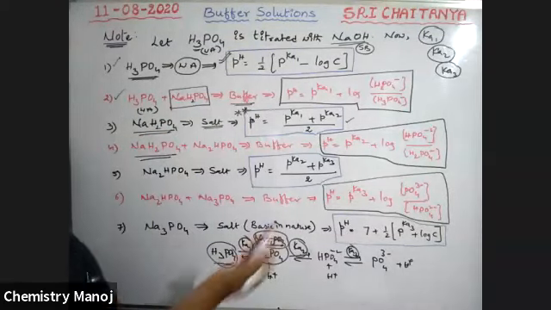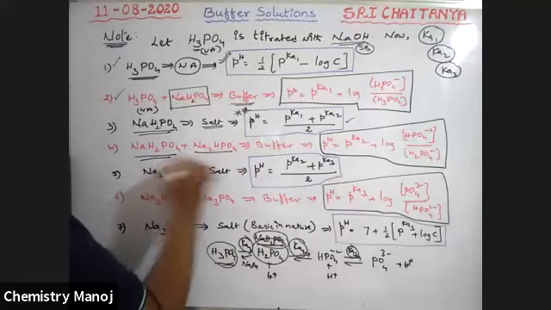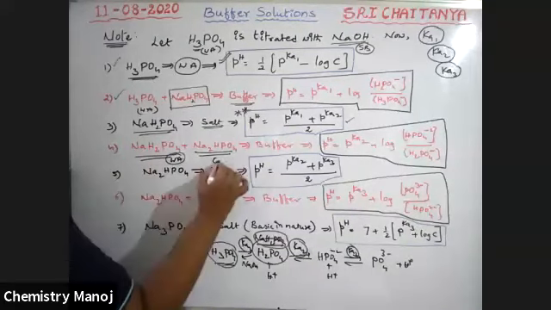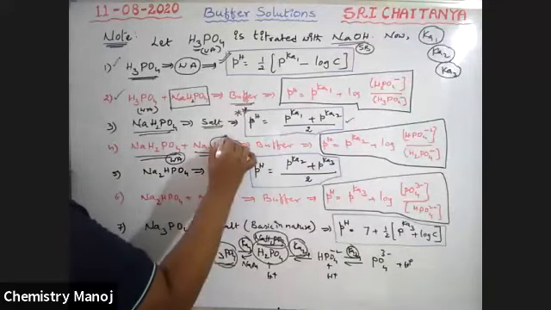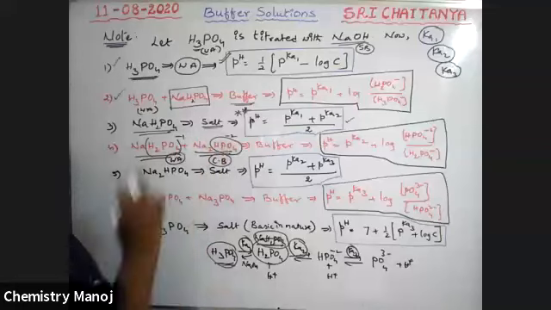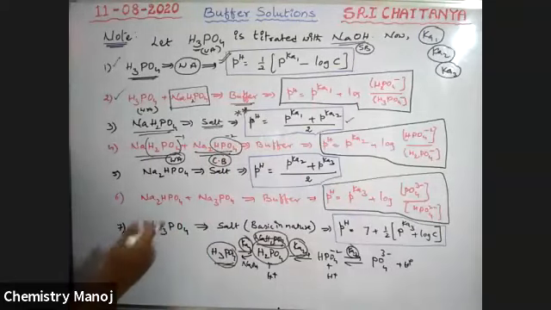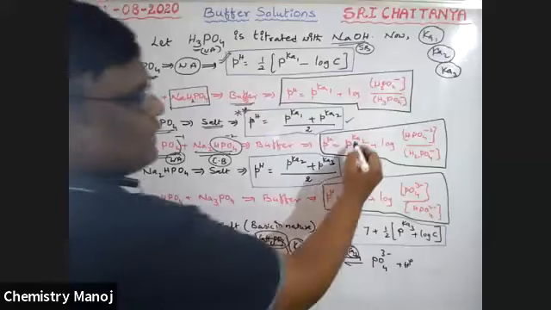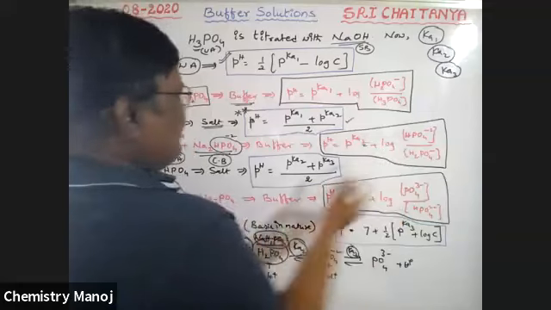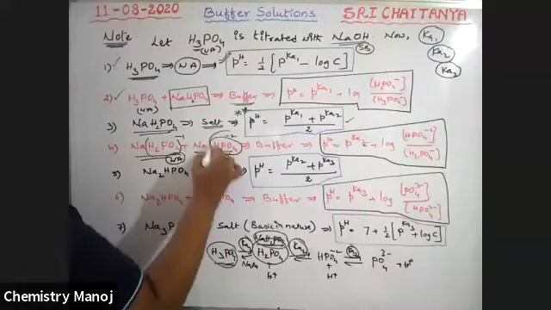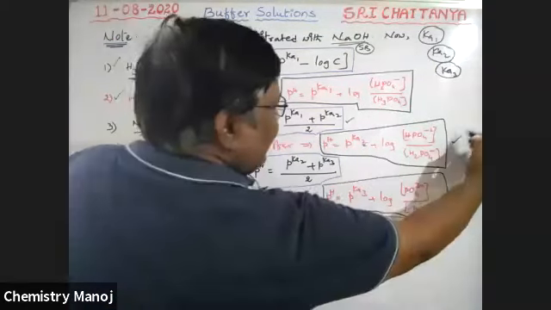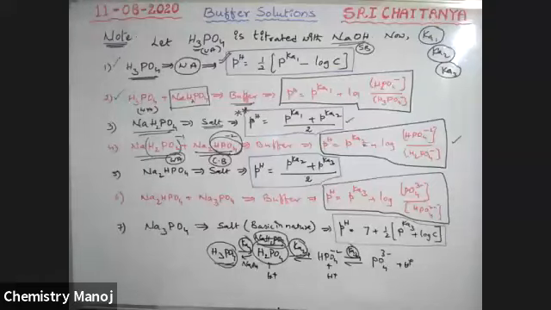Now this NaH2PO4 is an acidic salt, and its salt also acts as a buffer. It is a weak acid, H2PO4 minus, and its conjugate base is HPO4 2 minus. This weak acid and conjugate base combination gives a buffer, so the buffer condition is applicable. Here second dissociation takes place, so the pKa2 condition is applicable. Therefore pH is equal to pKa2 plus log of salt concentration, that is HPO4 2 minus, by acid concentration, that is H2PO4 minus. Here this one acts as a buffer.